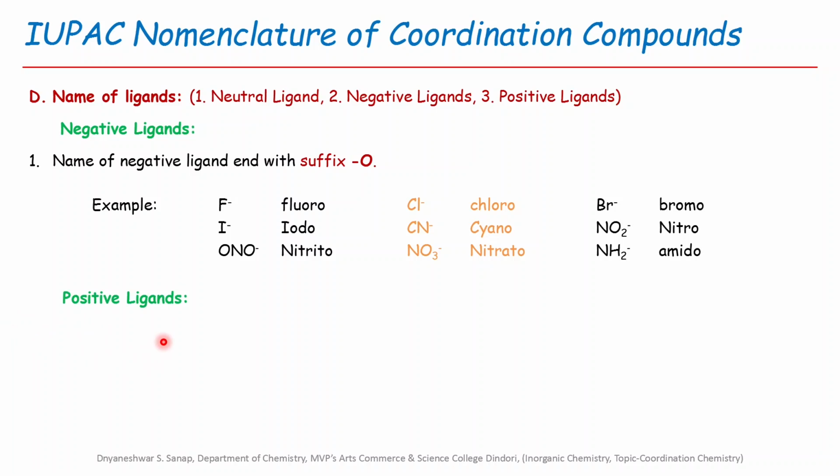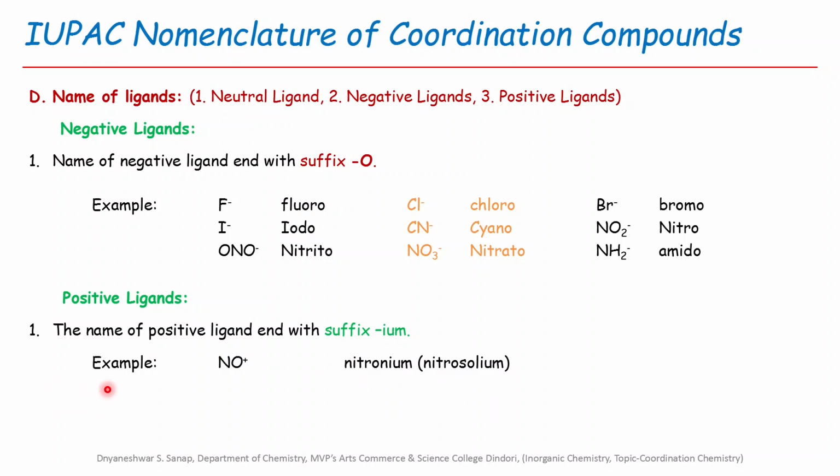The next type of ligand is the positive ligand. While writing the name of a positive ligand, we have to add the suffix IUM after the name of the ligand. Let us see an example. NO plus ion: the name is nitrosonium. The second example is NH2NH3 plus. This is a hydrazine derivative. In this case, basically, the lone pair of one nitrogen is available for donation, and the other part is protonated, and that's why the whole ligand is positive in nature. The name of such a ligand is written as hydrazinium.